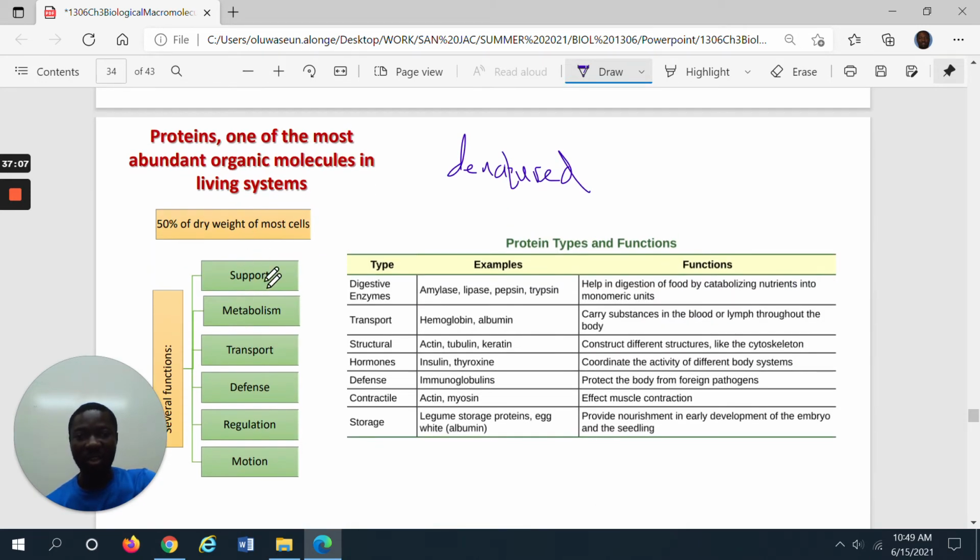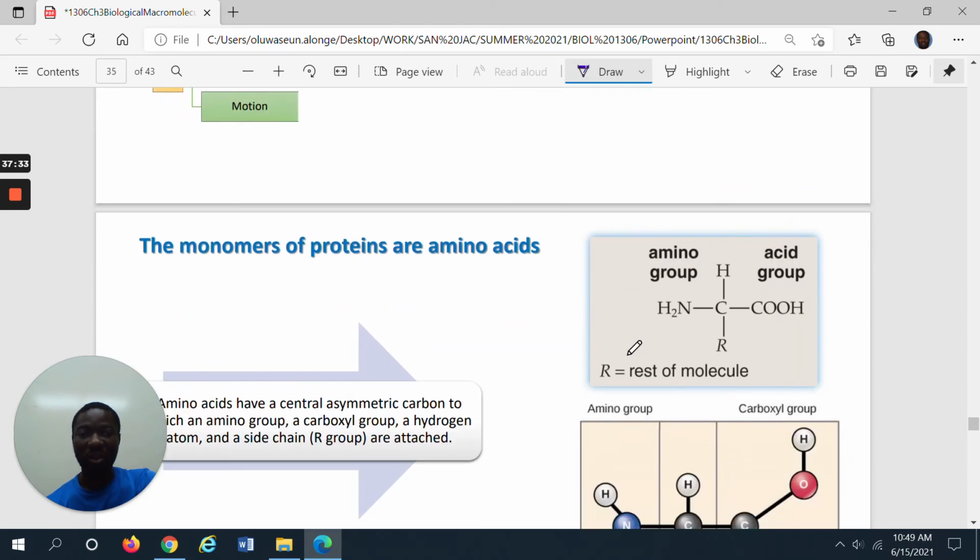Like I said, it does metabolism. So no protein, no digestion. It does transportation. It does defense. It does regulation and motion. Now, types of protein: we have digestive enzymes, we have transport, all of that. These are the examples and these are the functions. I'm not going to be reading that. Just read through that, and feel free to send me emails if you have questions.